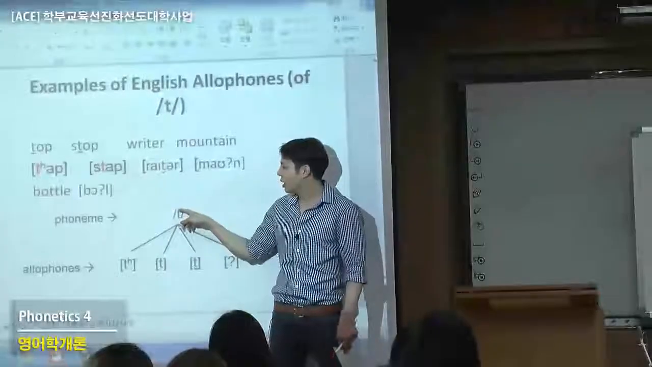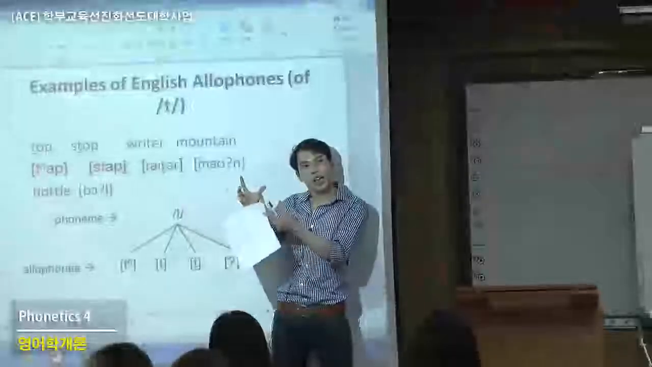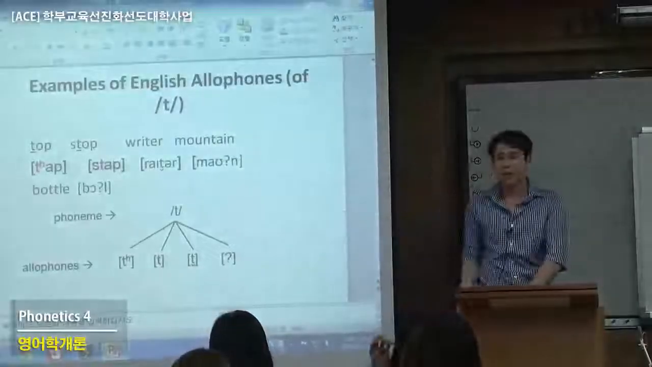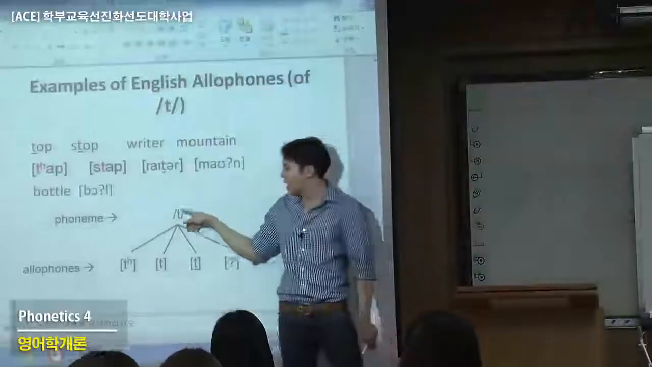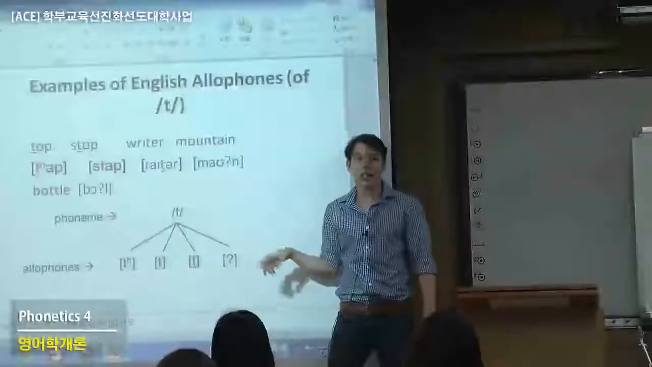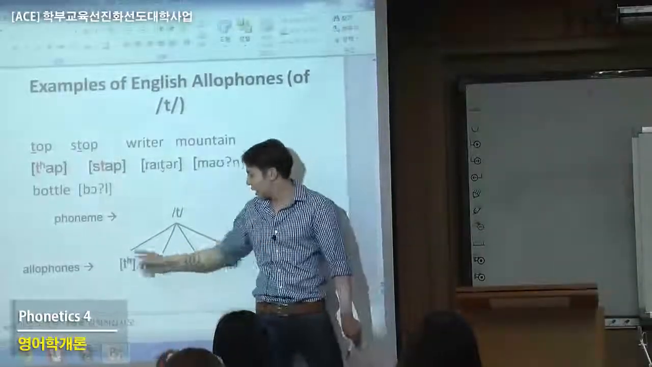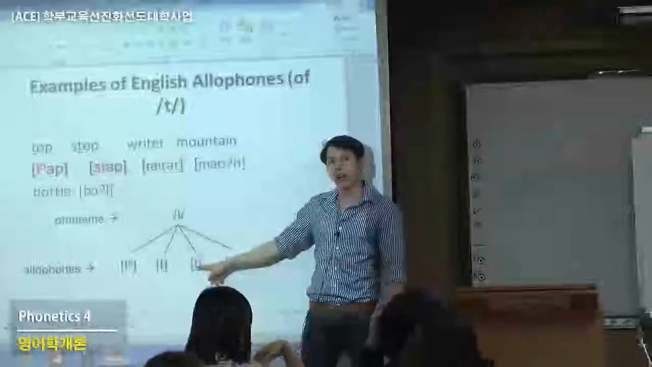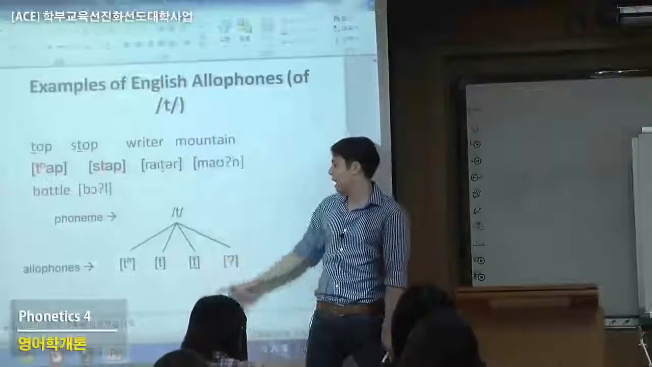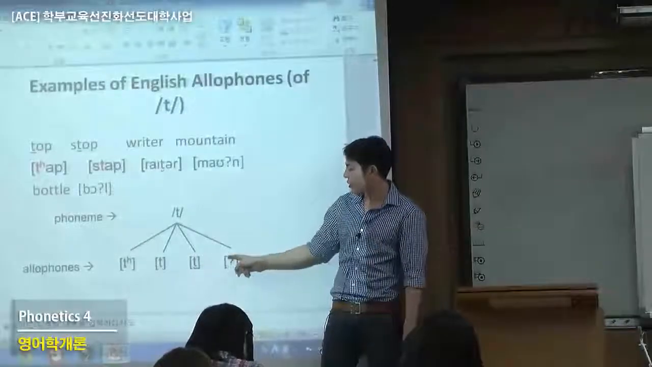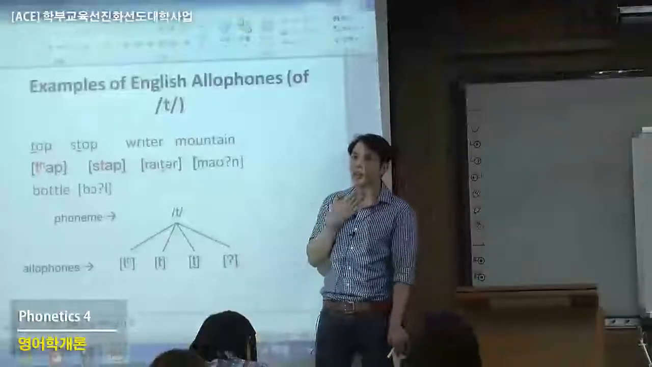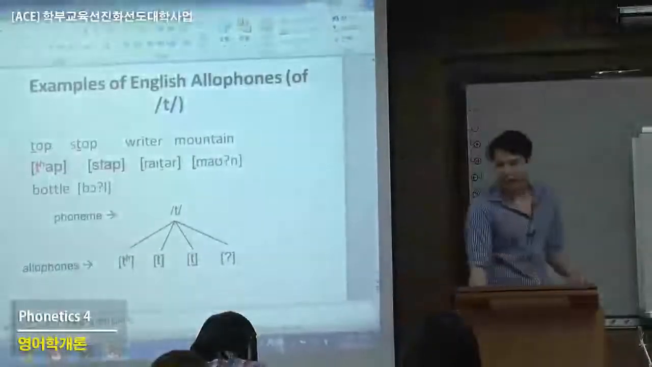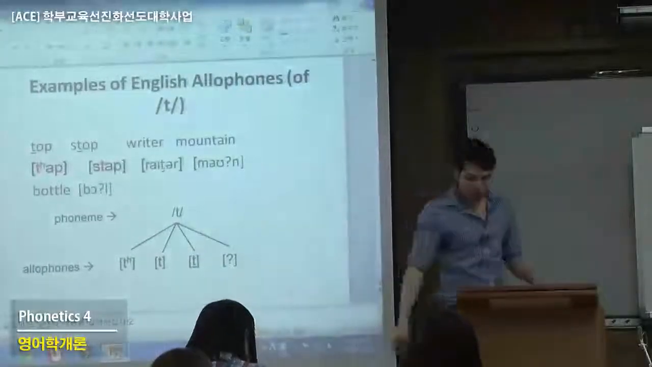And we call the abstract thing just the T, the phoneme T, okay? So the phoneme T has different allophones in English. T with the air, T without the air, T that sounds like a D, writer, letter, like that. Or T that sounds like that. Mountain, bottle, like that. That's the glottal T.